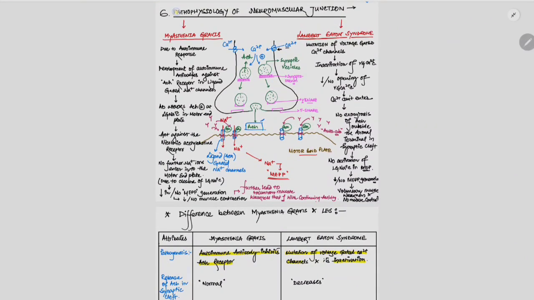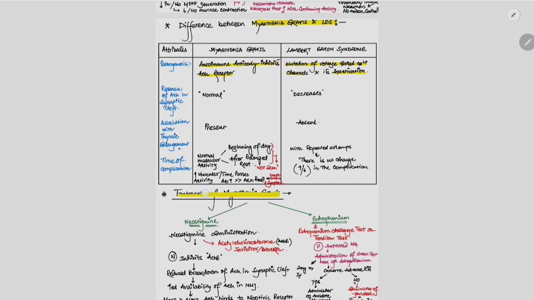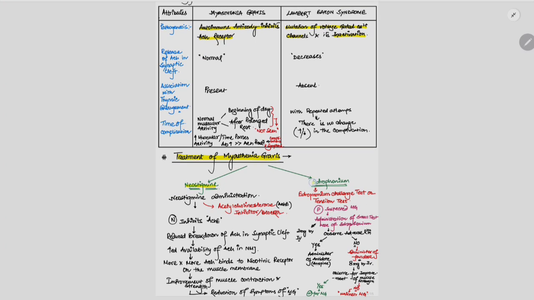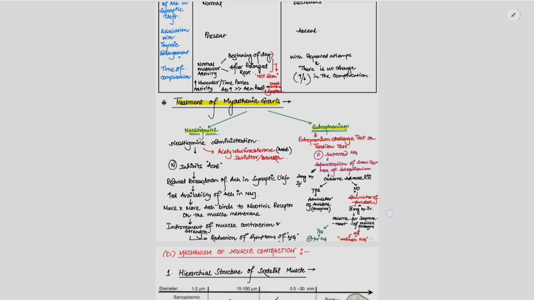So pathophysiology of myasthenia gravis is important. Difference between myasthenia gravis and Lambert-Eaton syndrome is also important. And the treatment of myasthenia gravis, both neostigmine and the edrophonium challenge test, are important, and the edrophonium challenge test will come as a short note.